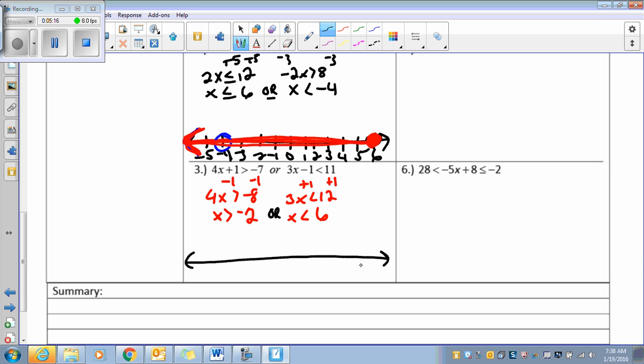Graph this here. So we'll have 0, 1, 2, 3, 4, 5, 6, -1, -2, -3. Alright, so let's start by graphing both inequalities. We'll graph x is greater than -2, open circle at -2, and x is less than 6 here.